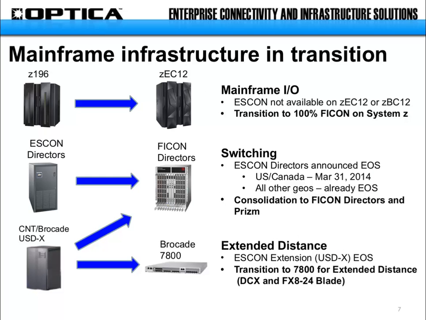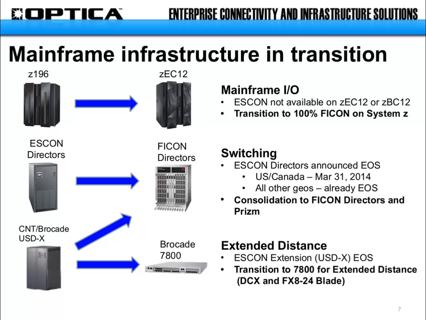When we talk about the transition away from ESCON, folks, you have to think about it in three different categories. Obviously, we've been talking about mainframe I/O and the lack of ESCON chiplets on the newest platform. But there's also a layer of switching that you're very familiar with, I'm sure. There's also an extended distance category. If you're running ESCON directors today to switch your ESCON environment, those are going to have to go away when you migrate to the EC or the BC12 environment, okay?